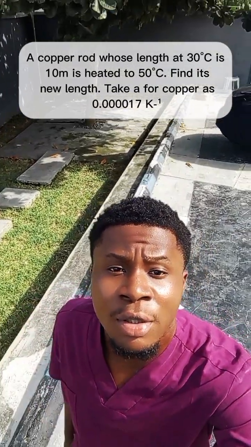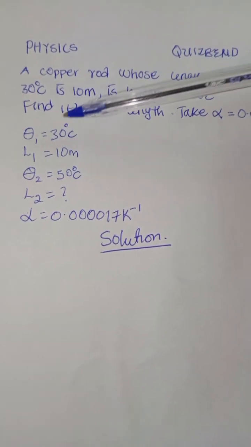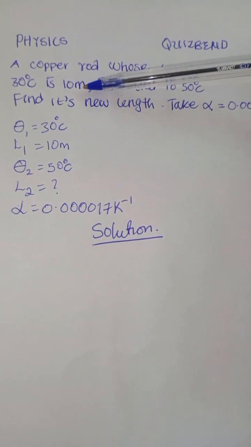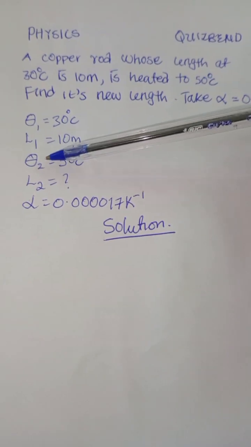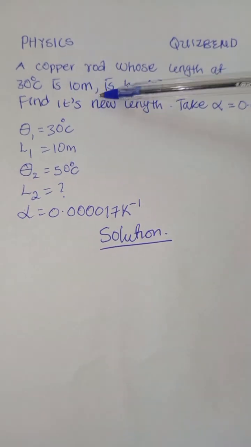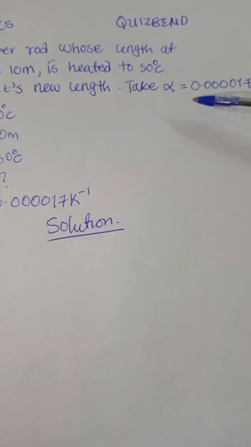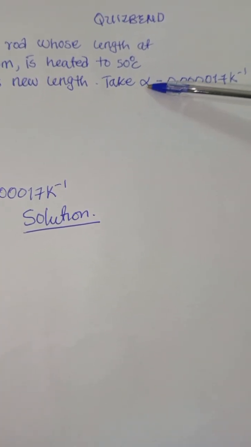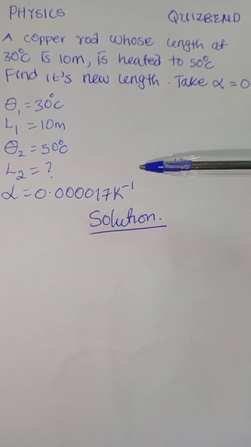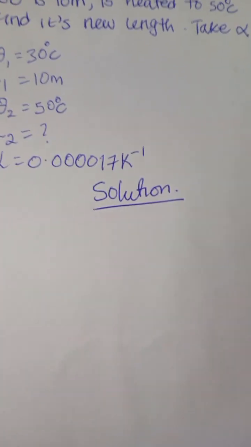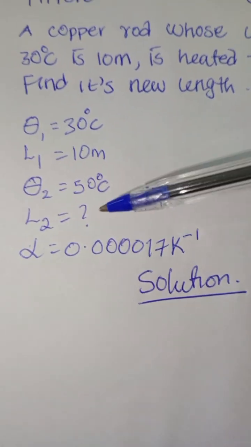I remain Quizbend. The question states, a copper rod whose length at 30 degrees Celsius, that's our theta 1, is 10 meter, alright? That's our L1. Is heated to 50 degrees Celsius, that's our theta 2. Find its new length, that's our L2, which is unknown. And we have to take our linear expansivity, which is represented by alpha, to be 0.000017 per Kelvin.